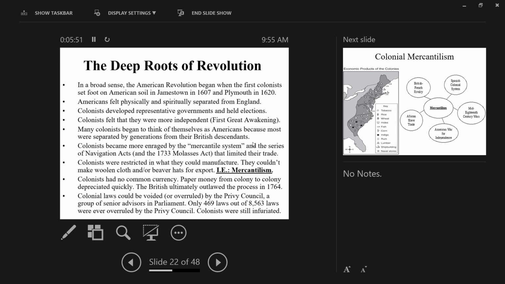And then at the end of the French and Indian War in 1764, Britain passed the Currency Act that barred the colonists from producing their own currency.